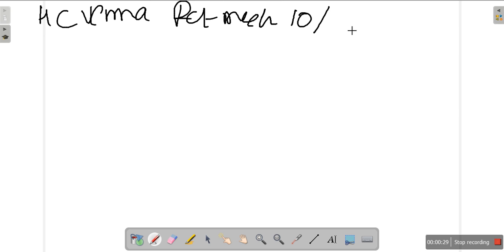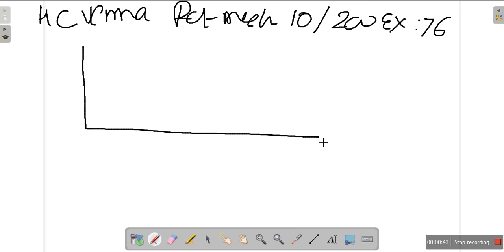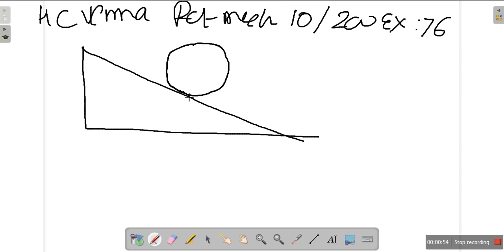It is on page number 200 and we are going to solve example number 76. You can refer to the textbook for the statement of the problem. There is a hollow sphere which is rolling down the incline. This inclination is given to be theta.